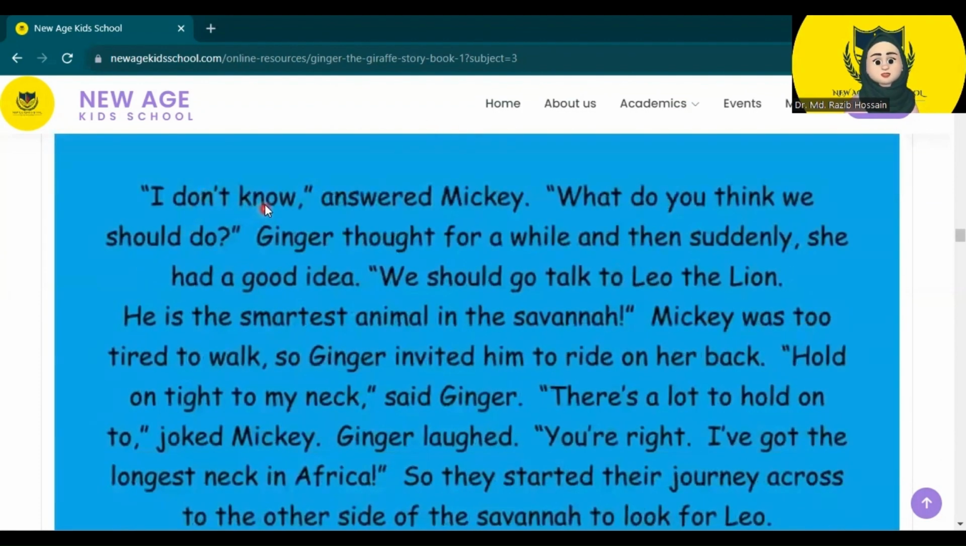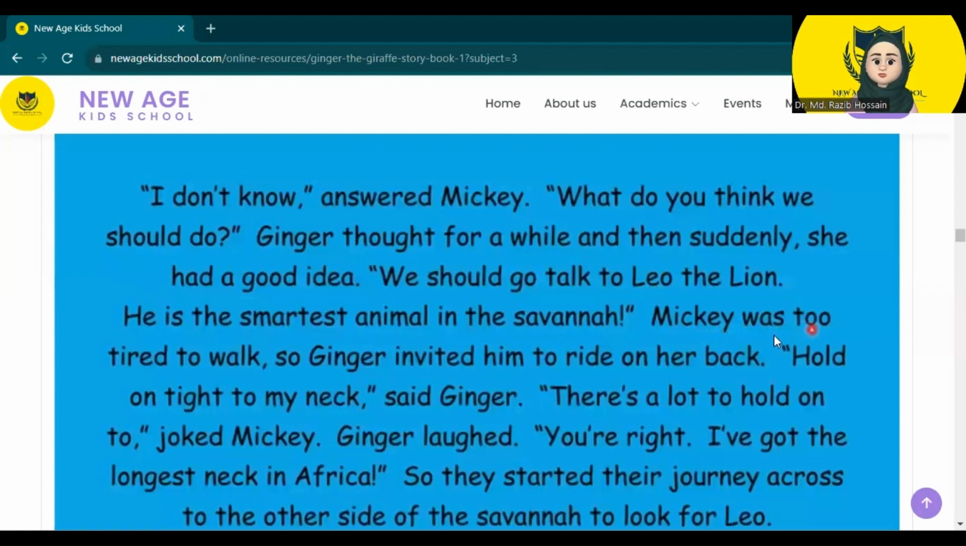I don't know, answered Mickey. What do you think we should do? Ginger thought for a while. And then suddenly she had a good idea. We should go talk to Leo the lion. He is the smartest animal in the savannah.